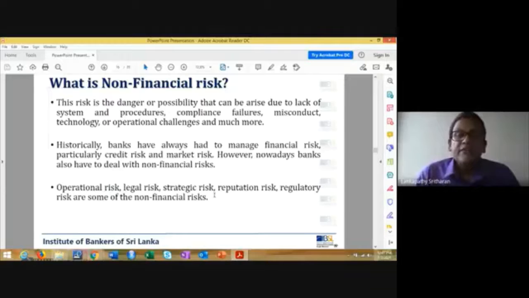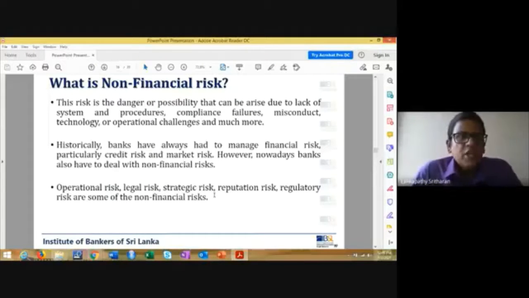And another difference is that the financial risks we can define: these three are the financial risks, credit risk, market risk, and liquidity risk. But in non-financial risk, there is no limitation at all, because there are several non-financial risks. We have discussed that the main non-financial risks are operational risk, legal risk, strategic risk, reputation risk, regulatory risk, even environmental risk. And there are country risks, sovereign risks, so many risks. But generally, we give importance to operational, legal, strategic, reputation, and regulatory risk here.